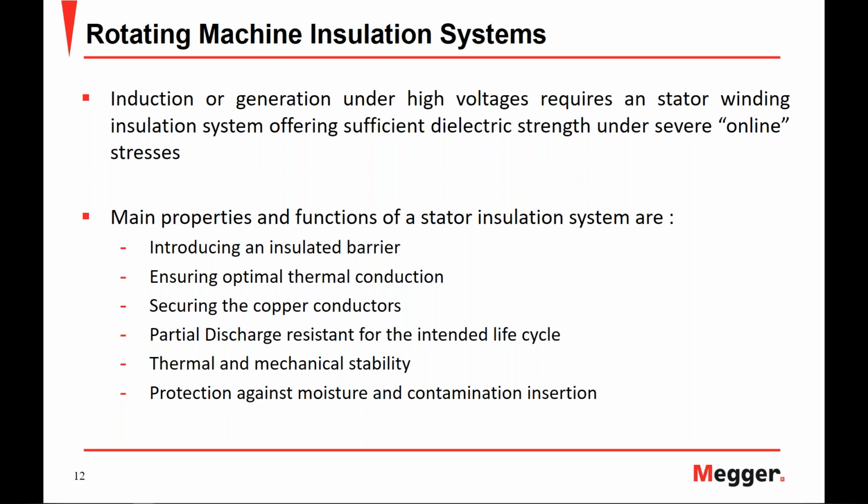and that includes the stresses we had previously mentioned. The main properties and functions of the stator insulation system are to introduce an insulating barrier between your conductors, ensuring the optimal thermal flow towards a heat sink, such as your magnetic core with your cooling ducts, securing the copper conductors to battle vibrations for your rotating machine, to remain partial discharge resistant for its intended life cycle, ensuring good thermal and mechanical stability, and finally, to protect against moisture and contamination.